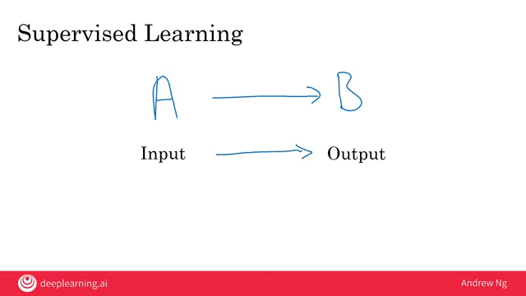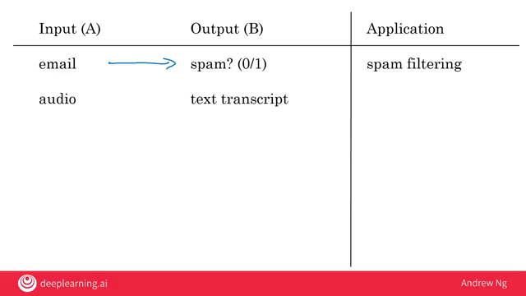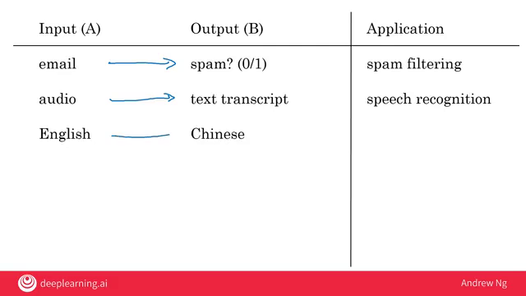Let's see some examples. If the input A is an email and the output B you want is whether this email is spam or not, 0 or 1, then this is the core piece of AI used to build a spam filter. Or if the input A is an audio clip and the AI's job is to output the text transcript, then this is speech recognition. More examples: if you want to input English and have it output a different language, Chinese, Spanish, something else, then this is machine translation.